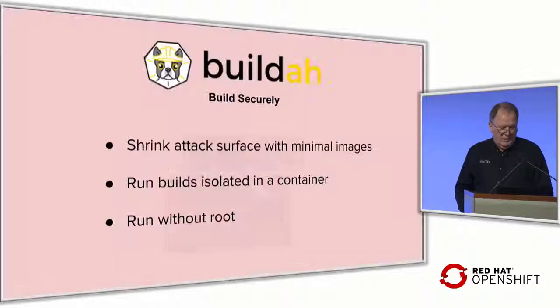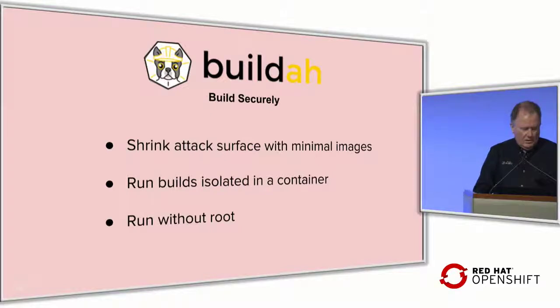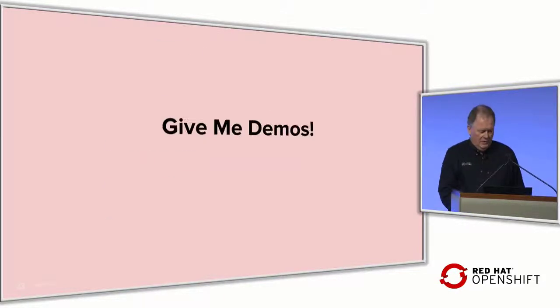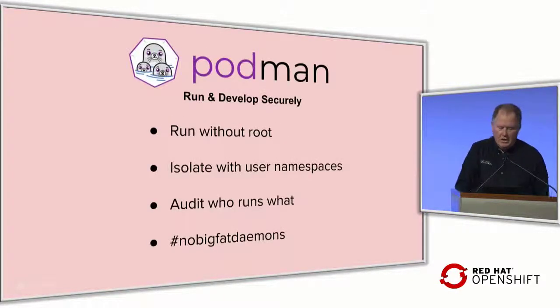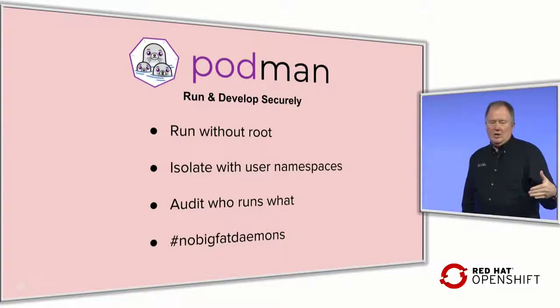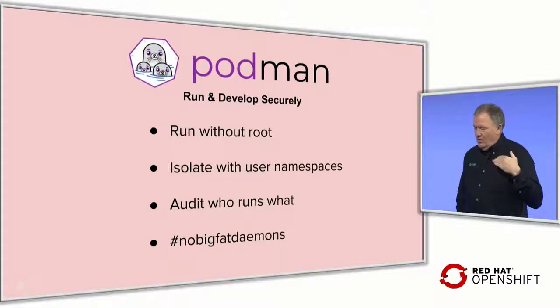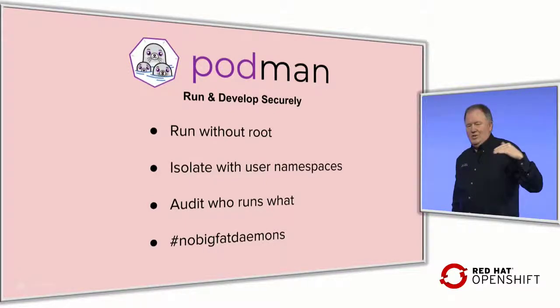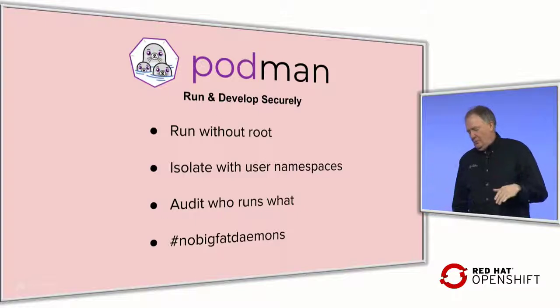So let's go back. That's an example of some stuff you can do with Buildah. Okay, now we're going to look at Podman. Podman is a replacement for the Docker CLI. It allows you to do pretty much everything that the Docker CLI can do, or at least that's our goal, except for things like Swarm, because we're in the Kubernetes community. But pretty much every command that you've ever executed with Docker, you can do with Podman.